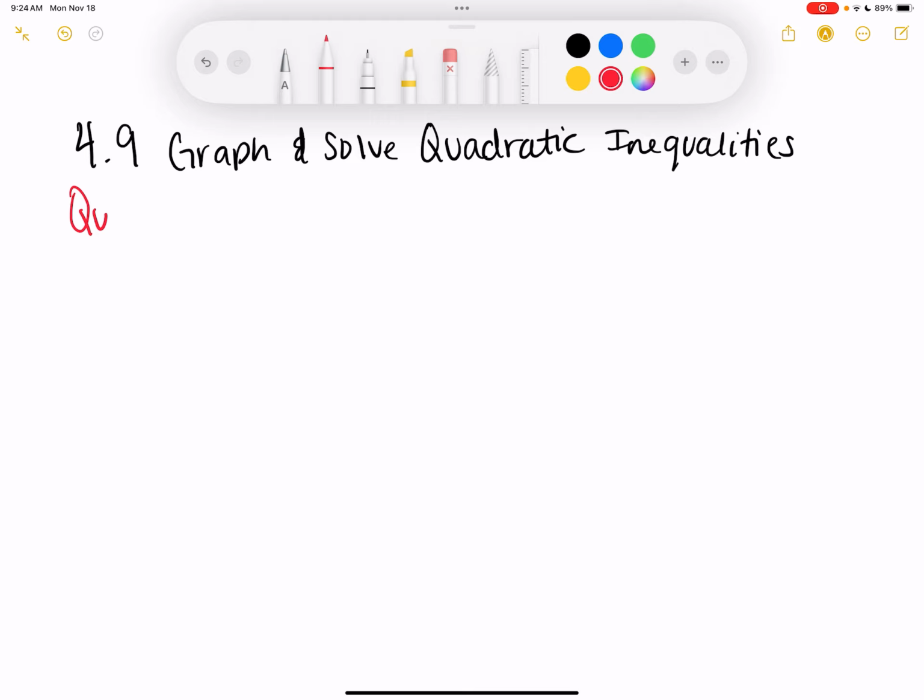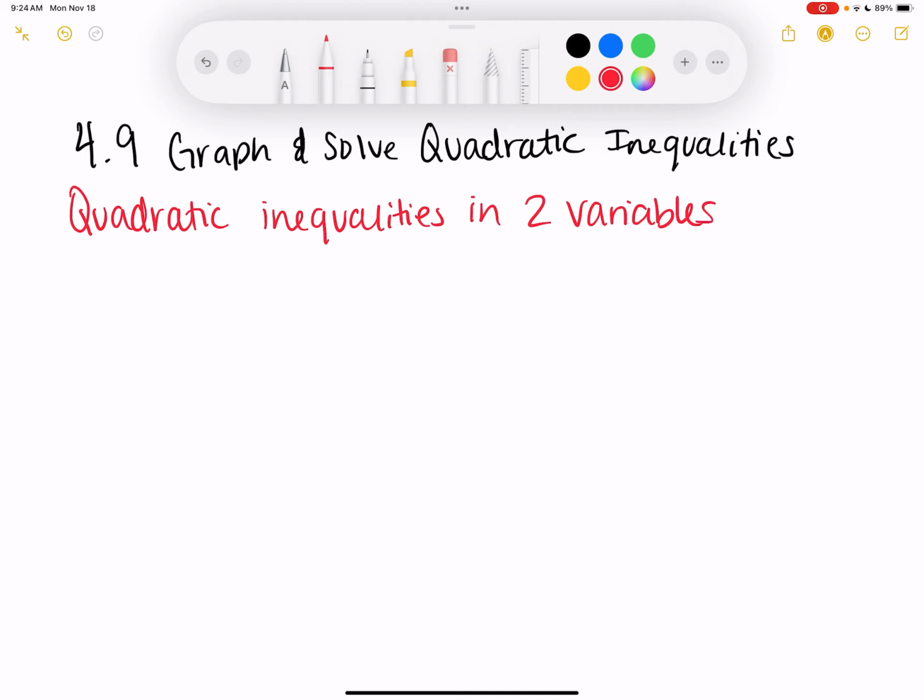All right, quadratic inequalities in two variables. You should know how to graph parabolas by now, and you know how to graph an inequality. So now we are going to combine those two things together. They're actually kind of fun together.